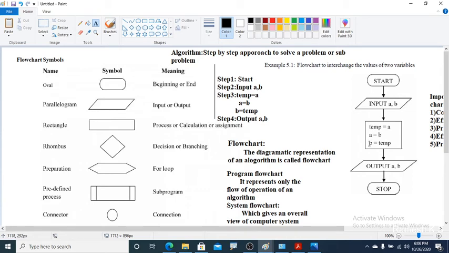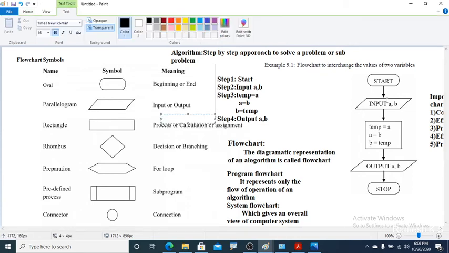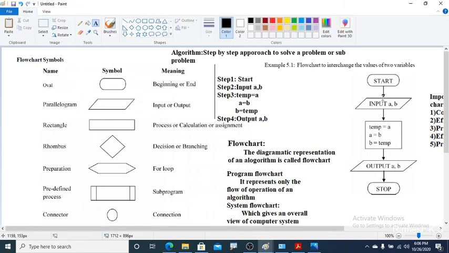This is the best example for applying the different symbols in a flowchart. You can see the input and start. The oval symbol is used for the start and end operation, then input and output operations, and the processing operation. This is the flowchart to interchange the values of two variables. This is the diagrammatic representation of the algorithm; it is called a flowchart. So let us understand this flowchart. I am going to input the values A and B. Now see, I am explaining this flowchart.